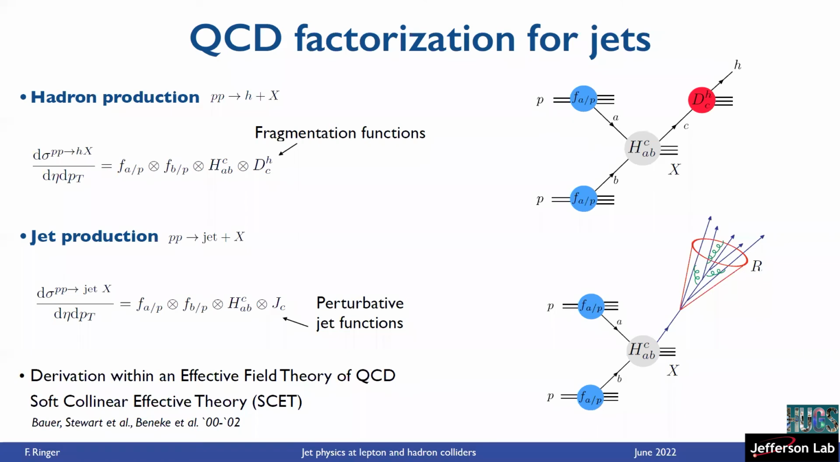Yes, they turn out to have the same evolution. One of them is non-perturbative, so you have to get it from data. This one is perturbative, so you can just calculate it in perturbation theory. But it turns out they follow the same DGLAP evolution. I'll show exactly that on the next slides. Thanks.